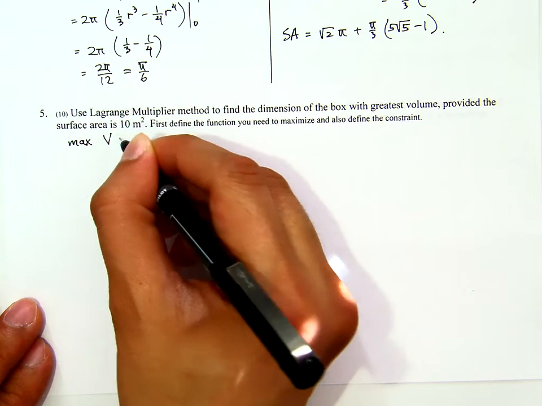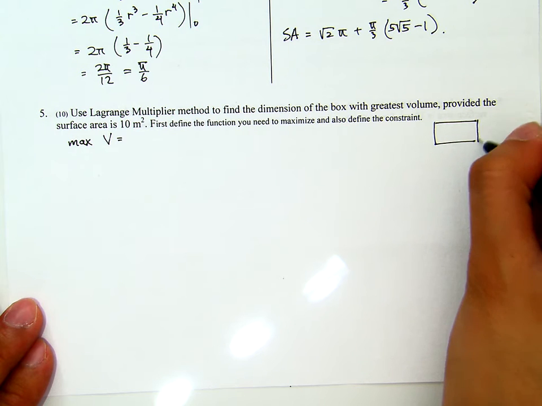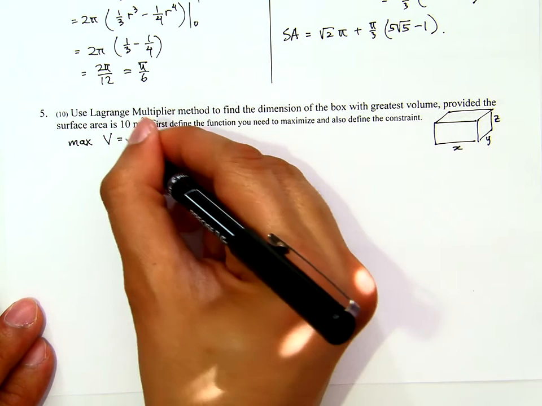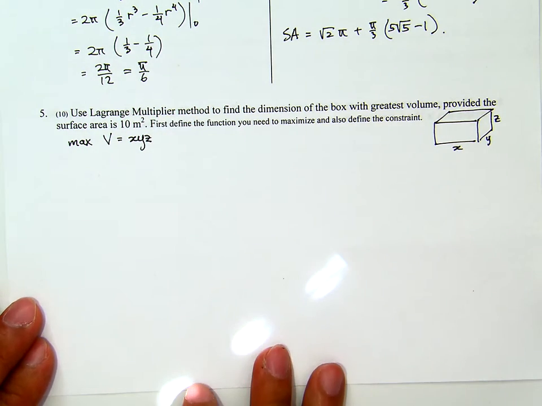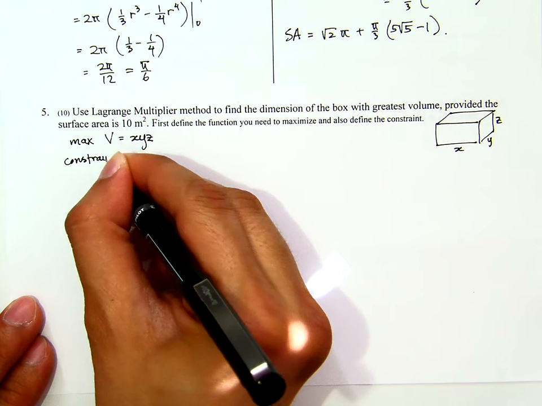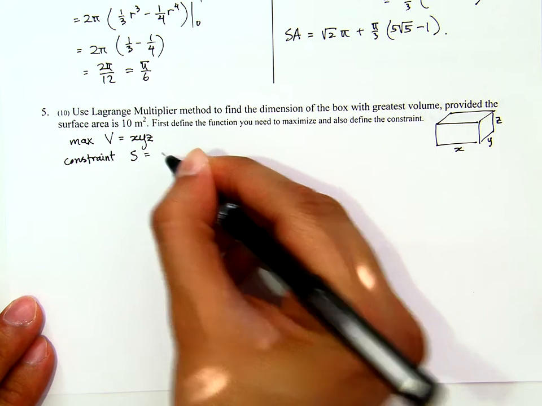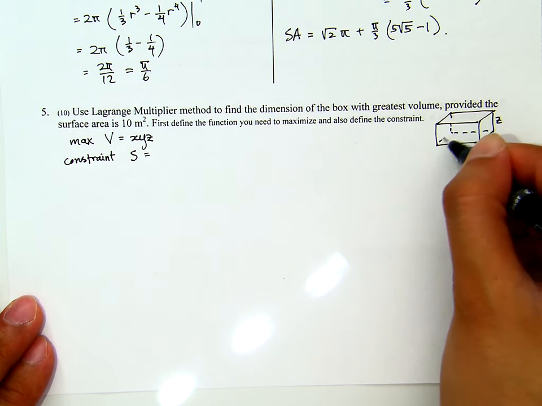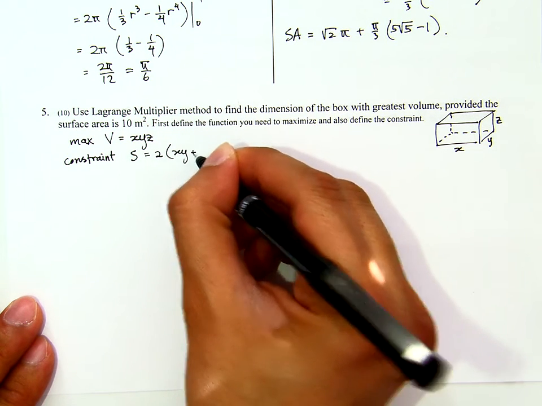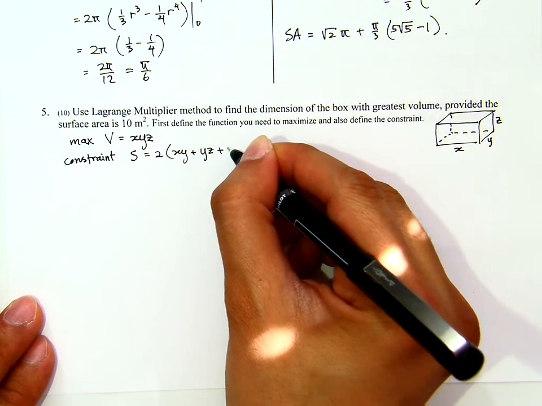Maximize volume, which is, if there's a box, let me draw it here. If the box looks like this, with sides x, y, z, then the volume will be xyz. And then the constraint, the surface area, let me use S instead, is twice the base, twice the side, and twice the other side, right? 2 times xy plus yz plus xz.